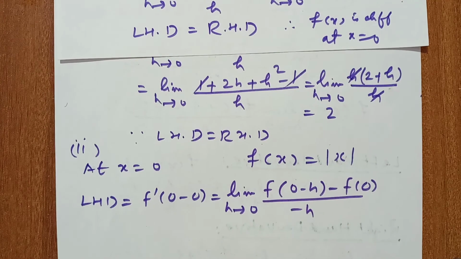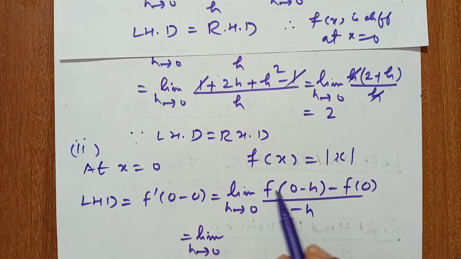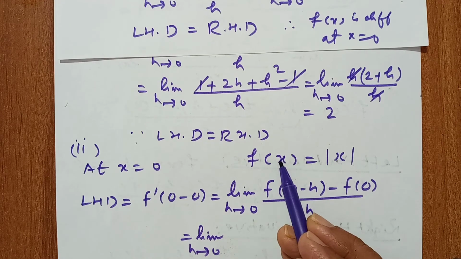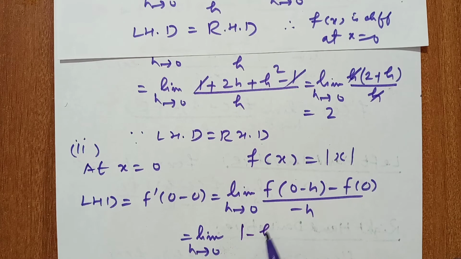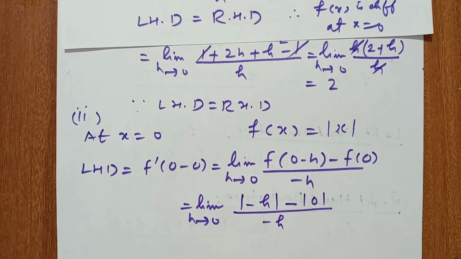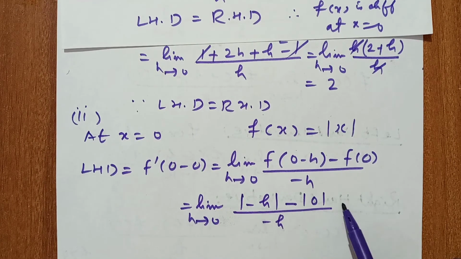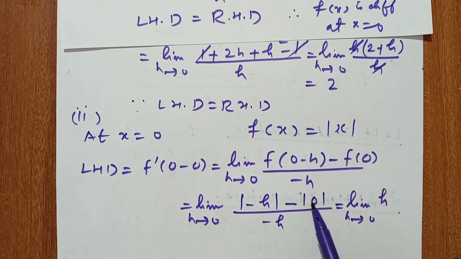h. So this is equal to limit h tends to 0, f of 0 minus h is equal to f of minus h. F of minus h is equal to mod minus h minus mod 0 upon minus h. Here mod minus h is equal to h, so h minus 0 upon minus h. The h's cancel, so this is equal to minus 1.